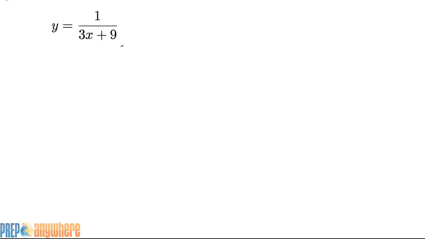Okay, so let's write this in terms of f at x, where f at x is the reciprocal function. Now, you always factor out the number in front of x. If there's a number other than 1, you factor it out, and you get this.